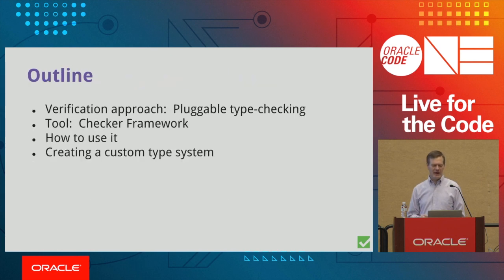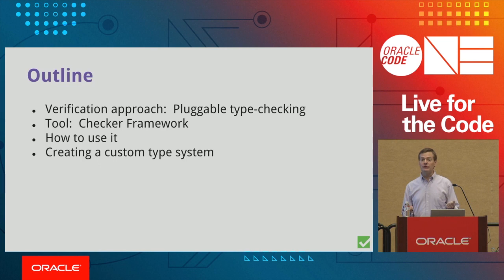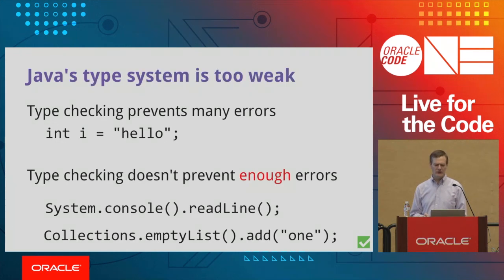So fixing bugs matters. Today we're going to talk about a way to verify your code, to prove that it doesn't have certain types of errors. We'll talk about a tool called the Checker Framework. It's open source and freely available. We'll talk about how to use it, and we'll talk about how you can extend it if you want to extend it. So please interrupt for questions anytime during the talk.